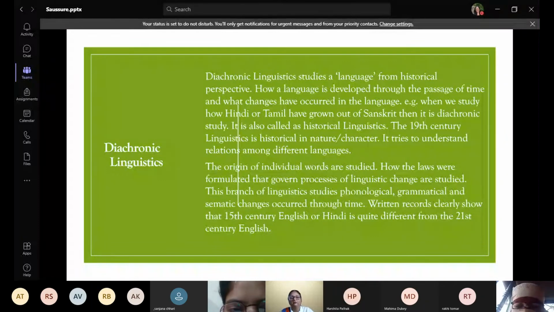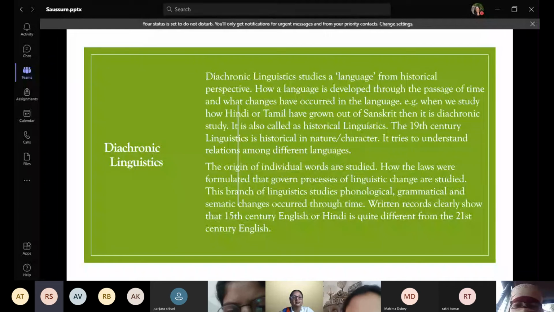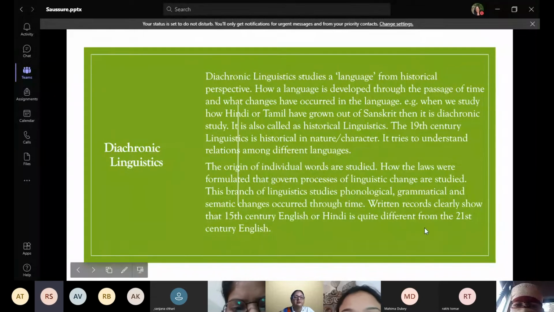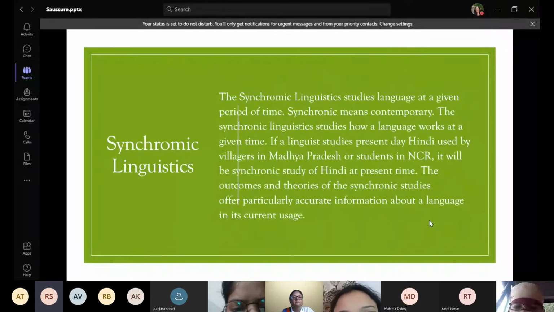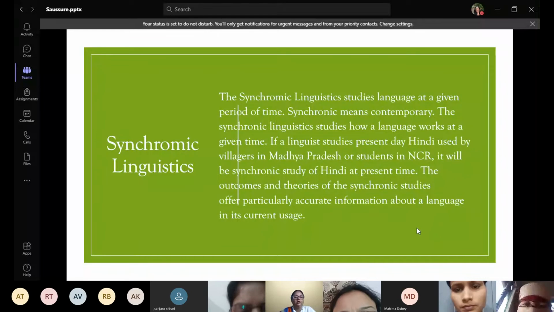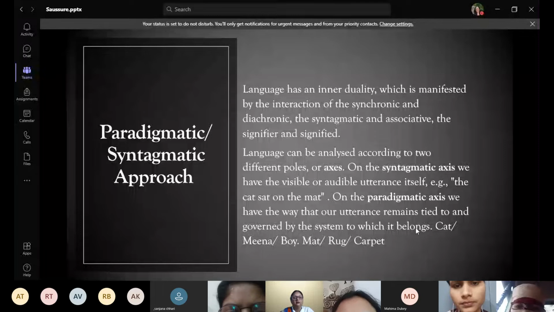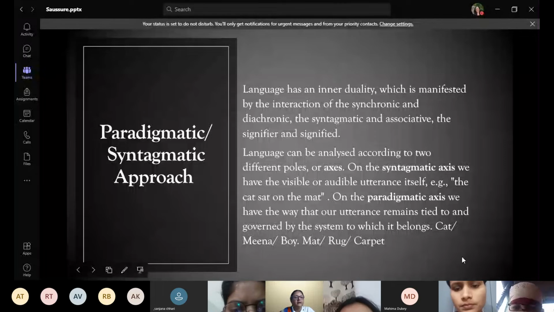Diachronic, then we had done all this, that it is historical in nature, and phonological, grammatical changes through time, semantic changes. Semantics means meaning. Syntax means structure of the sentence. Then synchronic, we compared it with Hindi spoken in Madhya Pradesh, Hindi spoken in NCR, right? So this we had done with an example.